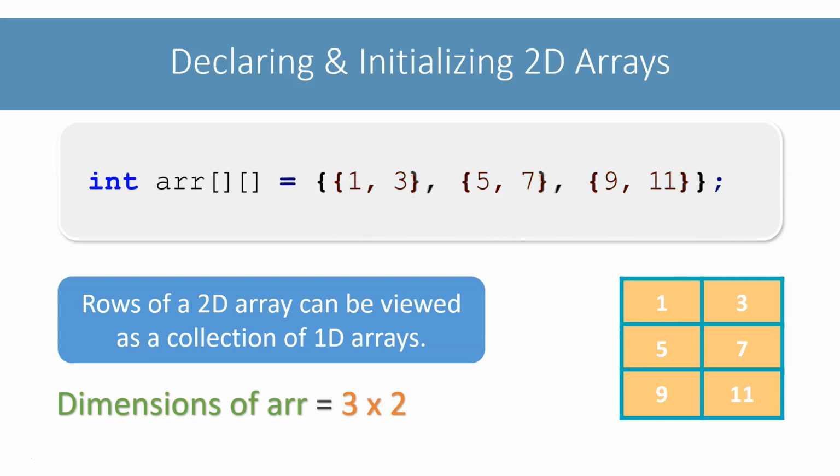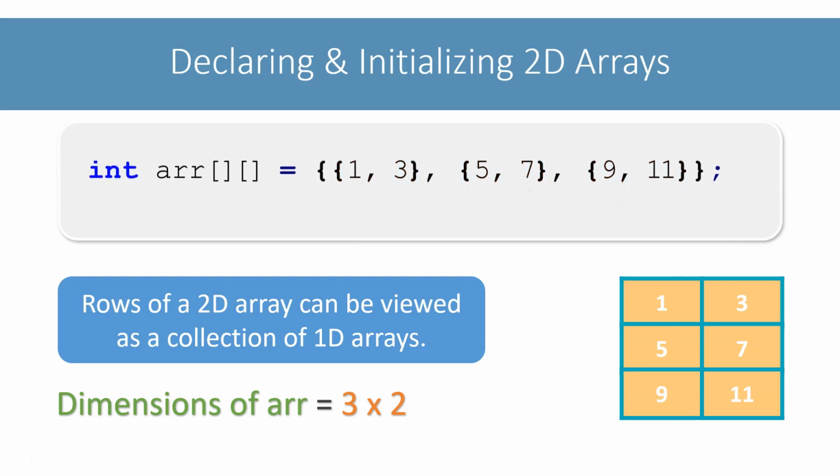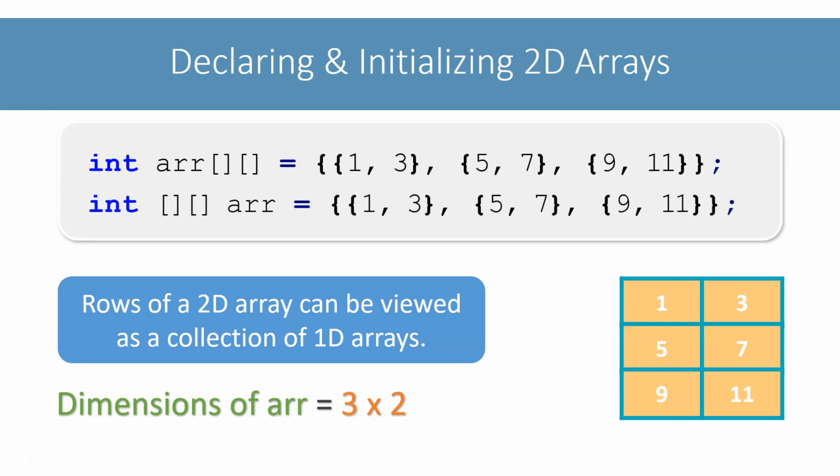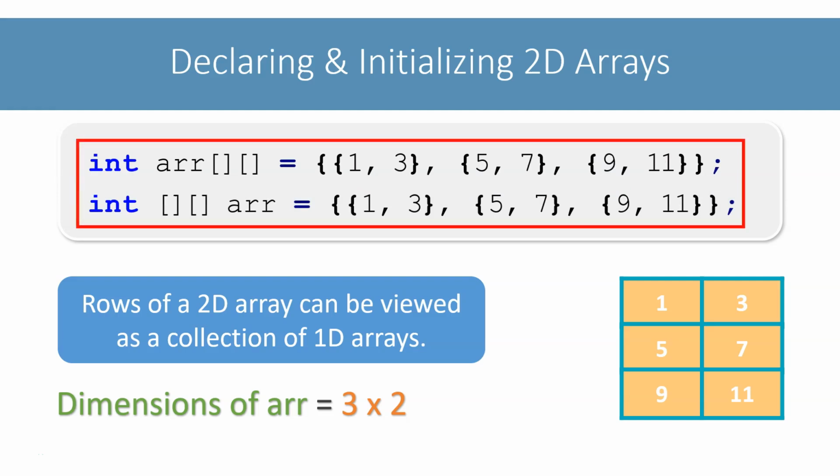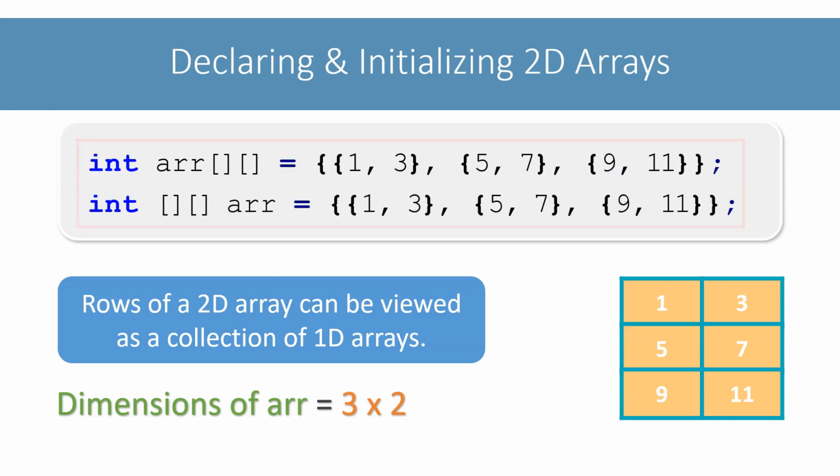Like single-dimensional arrays, here too we can place these two pairs of square brackets between the data type and array name. Both these statements are equivalent. You can use whichever way you like. Let's see a few examples of declaring and initializing double-dimensional arrays of different data types.